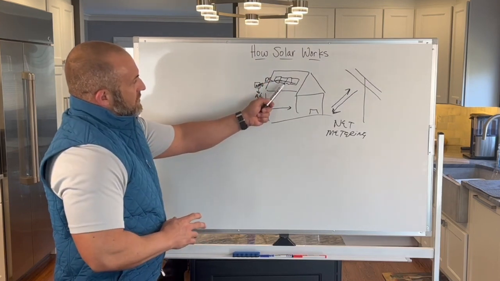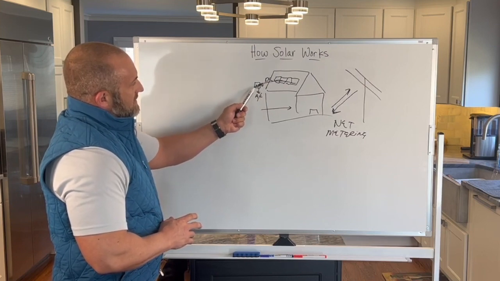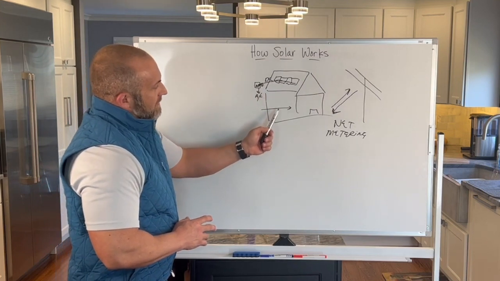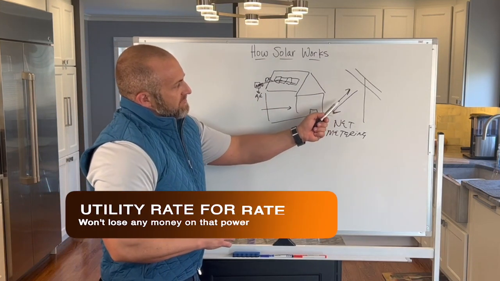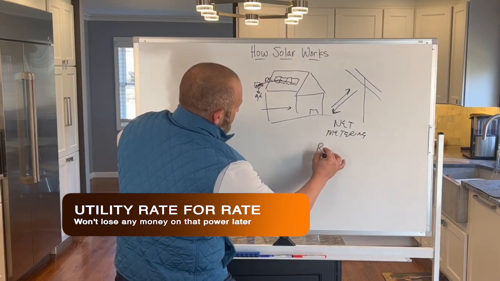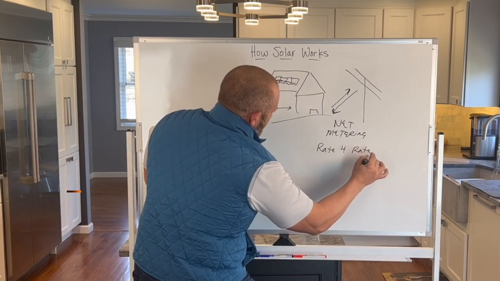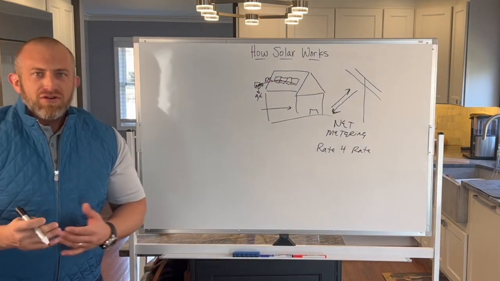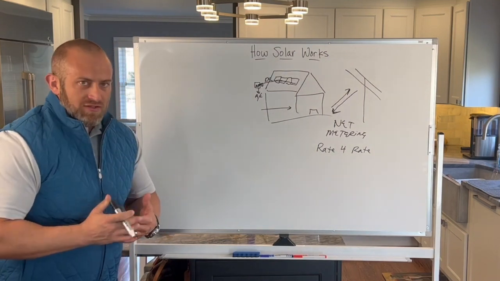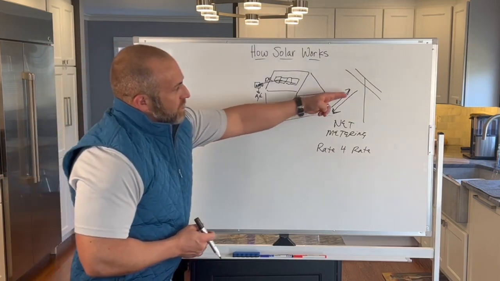The solar energy itself needs to be converted from DC to AC. That's done through the inverter or microinverter. The home uses the power. Any surplus goes back to the grid, and it is a utility rate-for-rate credit. Utility rate for rate means that you're not going to lose any money on that power, and you're being credited at the retail rate, the supply plus the delivery cost of the energy, as if you were to draw it from the grid.